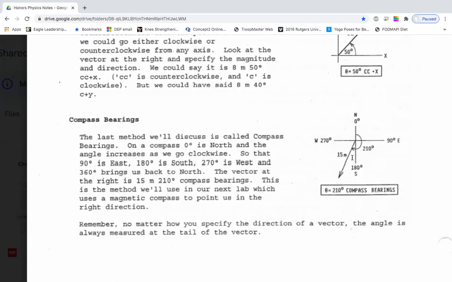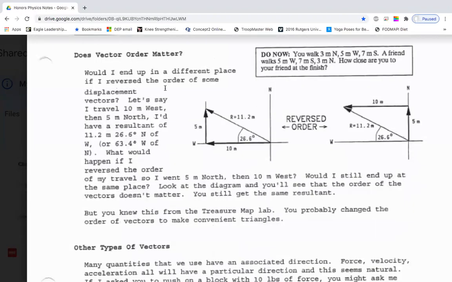Well, that would be the same thing as saying 30 degrees clockwise from the negative y-axis, or 30 degrees west of south. Does the order of the vectors matter? If you went over and up, you would have gone 11.2 meters at 26.6 degrees north of west.